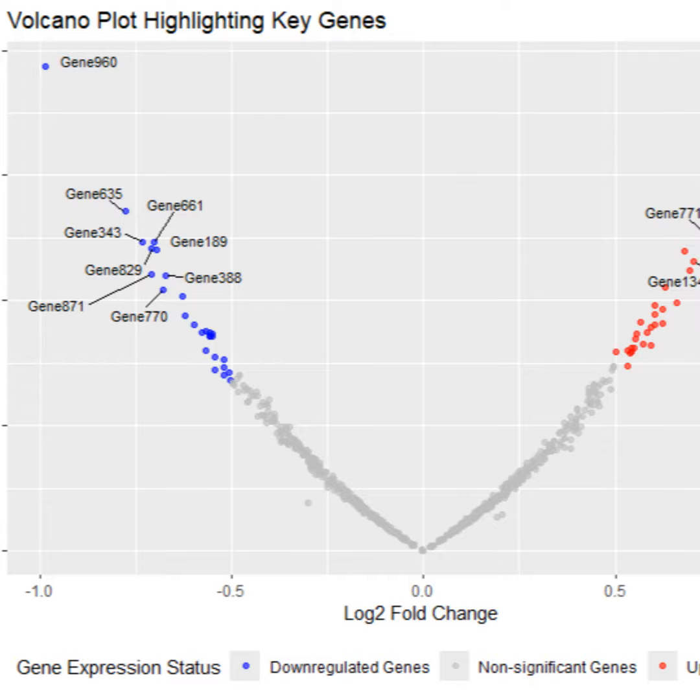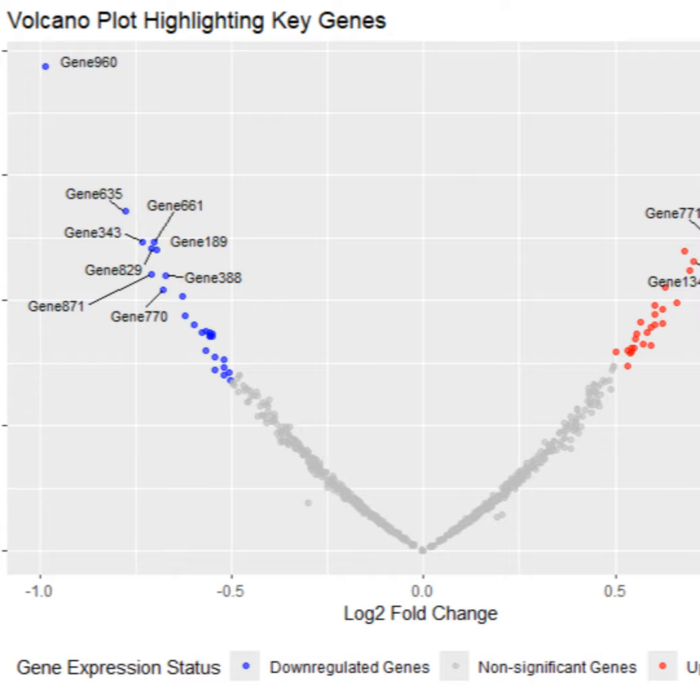Imagine trying to find the biggest temperature swings in a year's worth of weather data. You could scroll through endless numbers, or you could look at a graph that instantly shows the hottest and coldest days. That's the power of a volcano plot. Okay, I'm starting to see the appeal, but let's break down how to actually read one of these things. What are we looking at exactly?